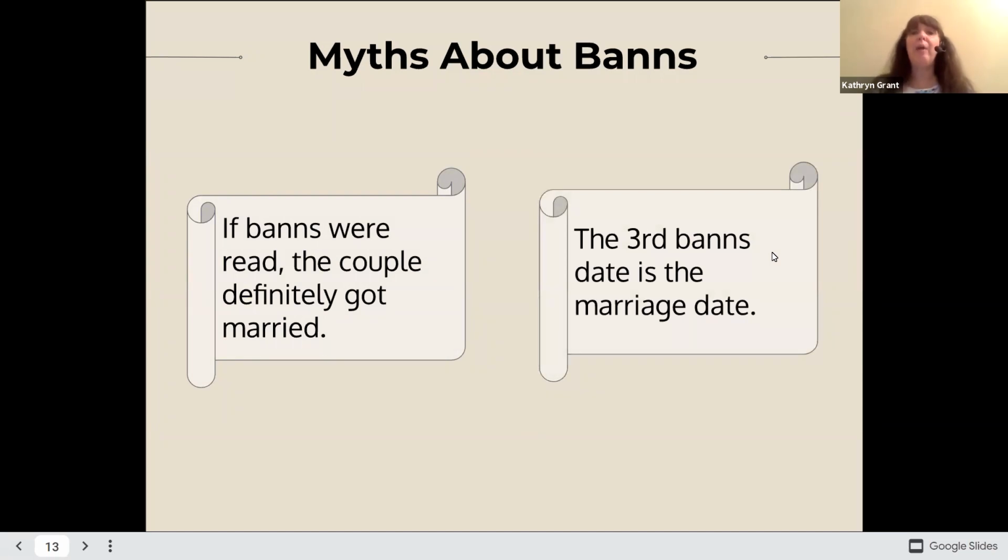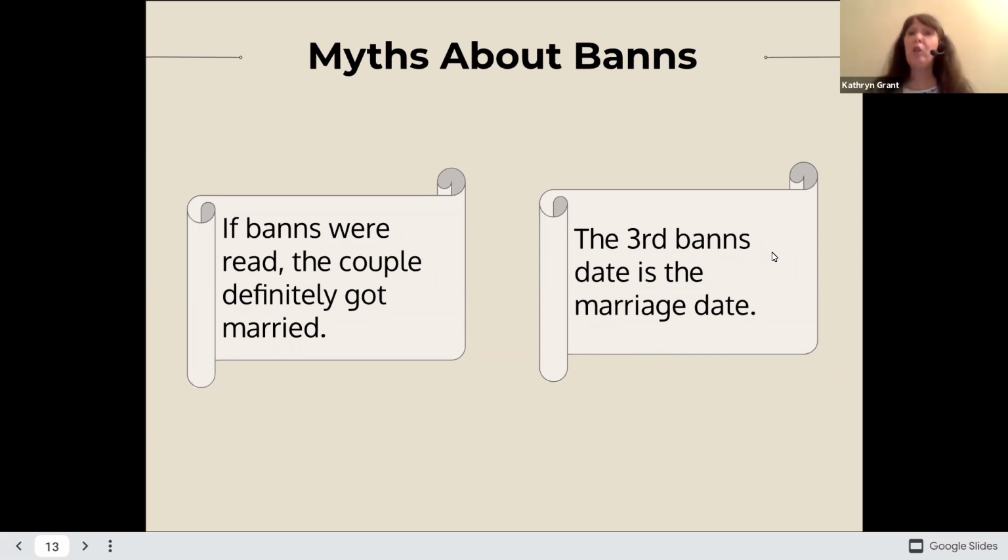Closely related to that, I remember talking with a teacher who had been told that the third banns date was always the marriage date. When I heard that, I thought that doesn't seem right, but I'd better check in case it happens sometimes. So I checked with some very skilled English researchers to verify, and they said no, you cannot count on the third banns date being the marriage date. And honestly, in all the years I've been doing English research, which is like 15 or 20 years, I have never seen a marriage take place on the date of the third banns.